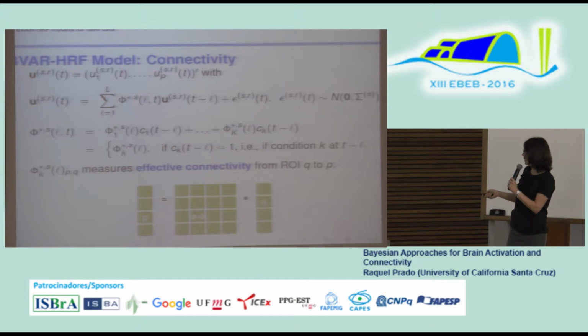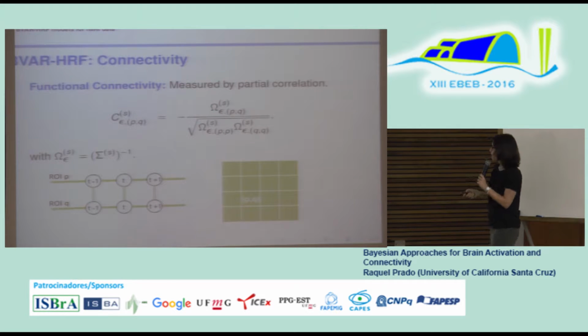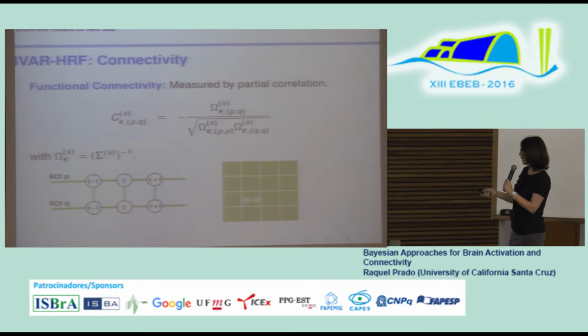And so we have a spike and slab structure. And then for the functional connectivity, we are looking at partial correlation inferred from the model as well.